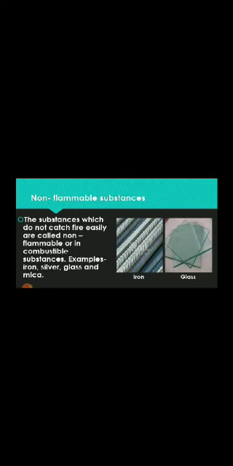Now I will tell you about non-flammable substances. From the name you can easily understand, students, non-flammable means the substances which do not catch fire easily are called non-flammable or incombustible substances. Examples: iron, silver, glass. You can see the picture of iron and glass. These are examples of non-flammable substances because they do not catch fire easily.